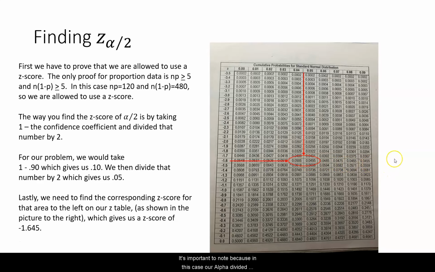It's important to note that because in this case our alpha divided by 2 is equal to 0.05, where it falls between 2 z-scores, we add those 2 z-scores together, in this case negative 1.64 and negative 1.65, and divide that by 2, which is where we get our negative 1.645 as our z-score. We add the two z-scores together only if the point we are looking for is equidistant or of equal distance between these two z-scores. Otherwise, we would use the z-score that has the area to the left closest to the area that we are looking for.